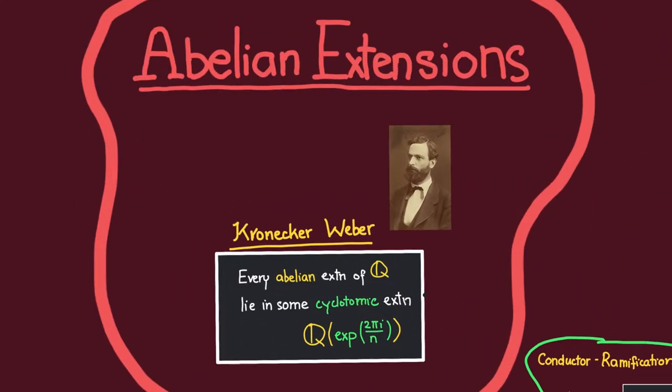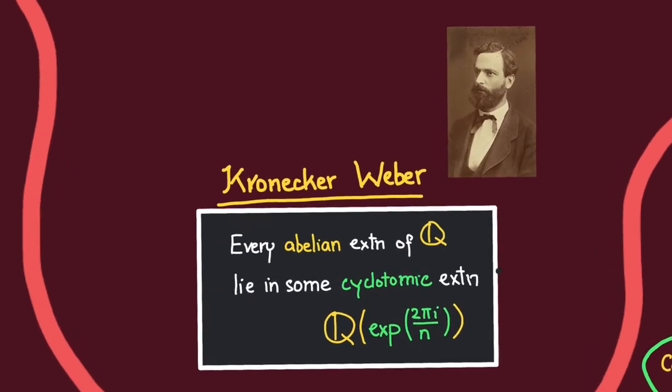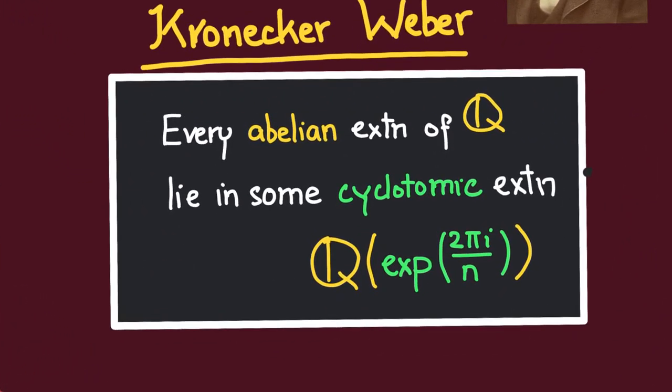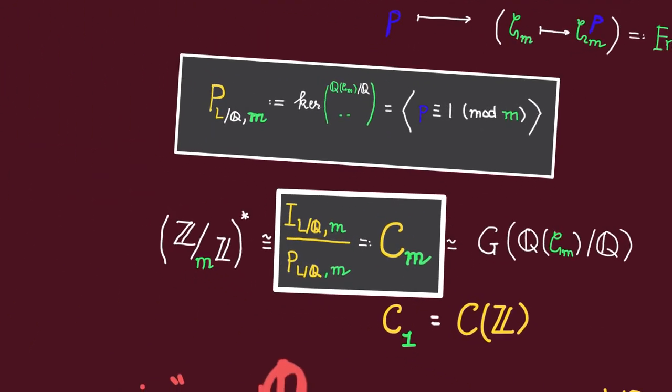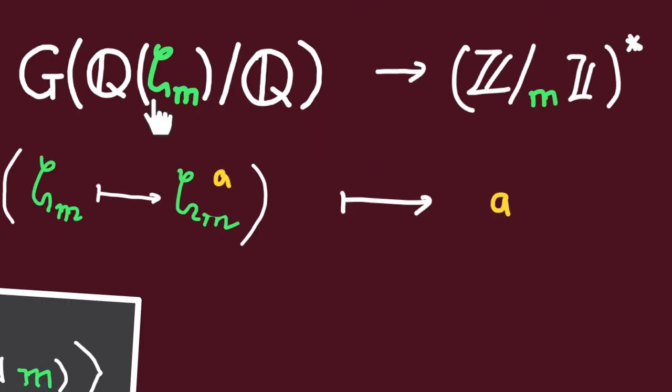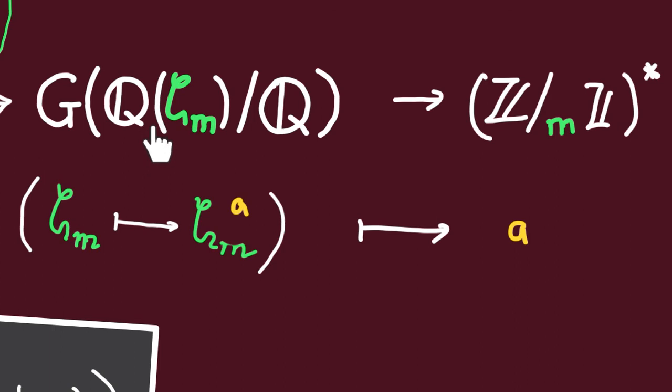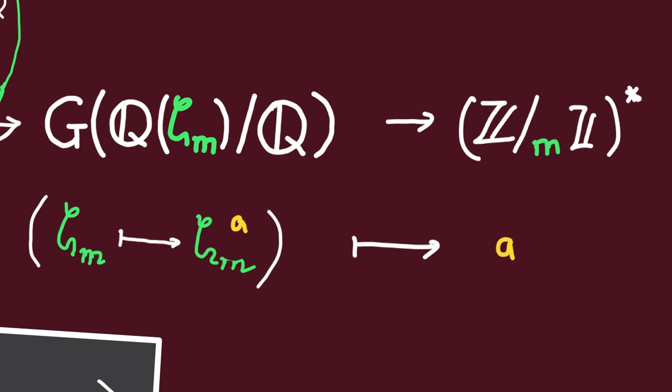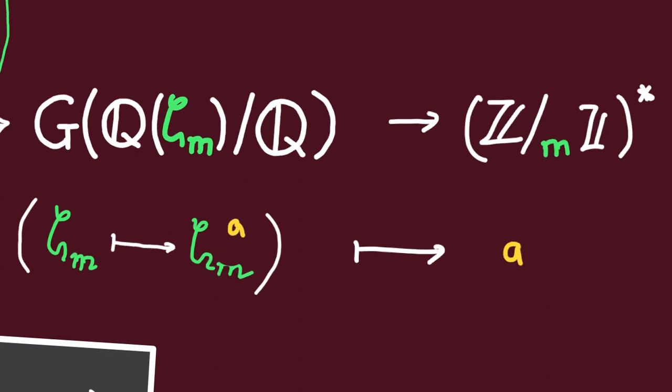Do you remember that we said that Kronecker and Weber proved that every abelian extension of Q is contained inside some cyclotomic extension? This is really, really nice because we know the Galois group of all such extensions. Observe that every element of this Galois group is completely determined by where it sends this primitive mth root of unity. Moreover, it can only send this primitive mth root of unity to another primitive mth root of unity. In other words, it must send this zeta_m to some power a of zeta_m, where a is relatively prime to this m. This gives an isomorphism between this Galois group and this cyclic group.